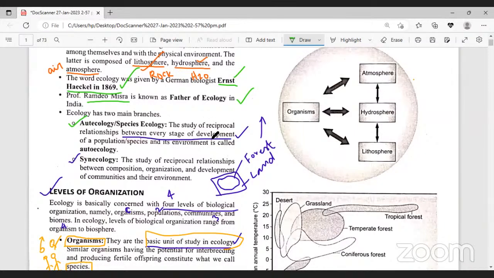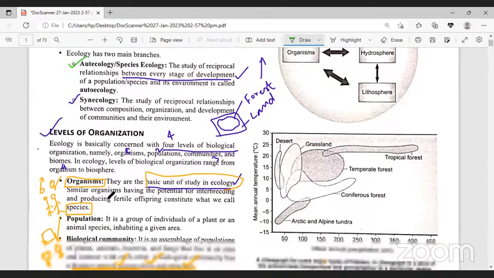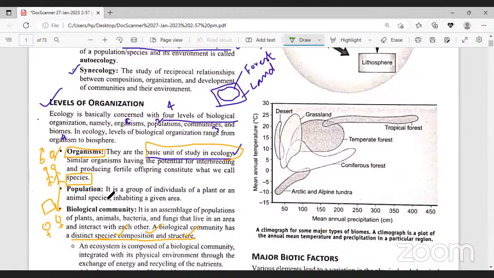Autecology is the study of reciprocal relations between every stage of development of a population or species and its environment. Synecology means the study of reciprocal relations between the composition, organization, and development of the community and their environment. Synecology means a group, all interrelated. Level of organization is also very, very important. Four levels of biological organization have been reported: organism, population, community, and biome.